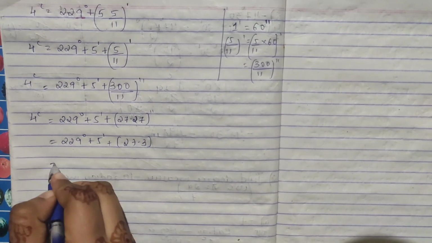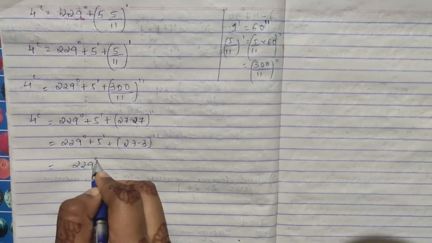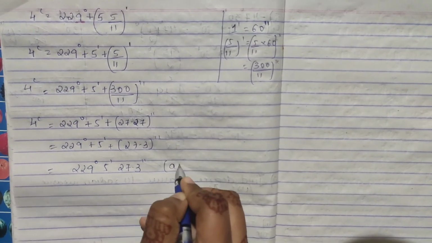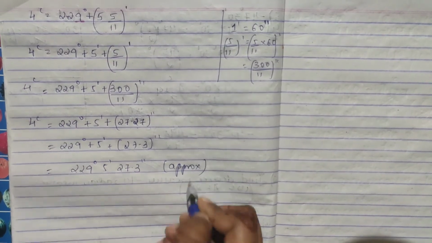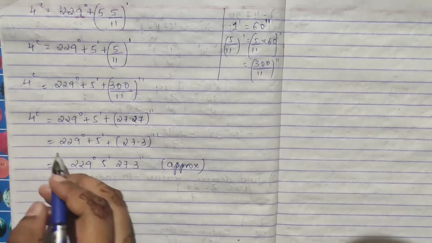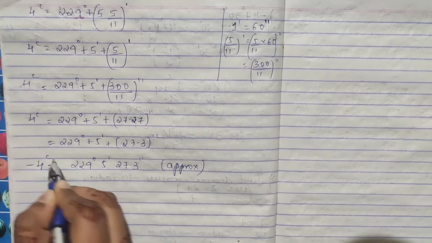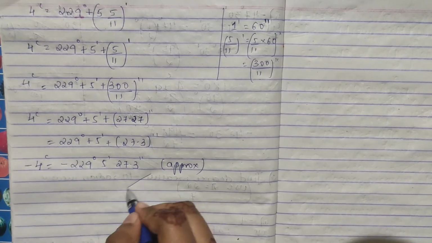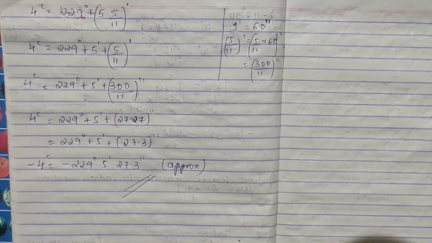So if I want I can write 229 degree 5 minutes 27.3 seconds. Here approx means approximately you have taken it as 27.3, and you had negative, so here it comes minus. So finally your answer is in such a way.